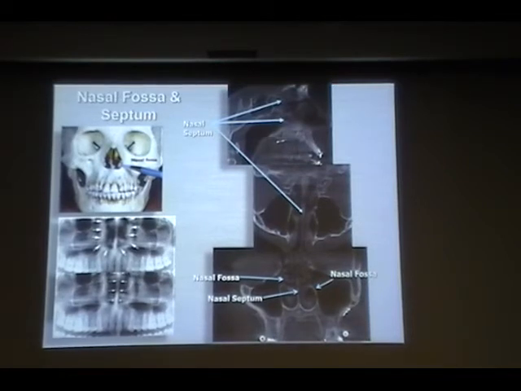So the nasal fossa or nasal septum is a thin, straight septation that you are going to see. As we move posterior, you are going to see more bone. Sometimes the septum or nasal septum can be a deviated one, like this.